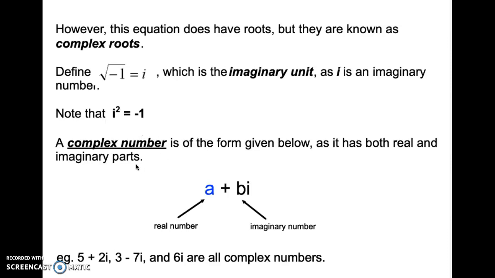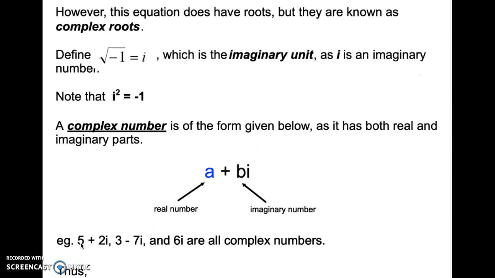So a complex number is a number that has both a real part, which is the numbers we're used to dealing with, and it can also have an imaginary part. So a complex number would be a plus bi, where a is the real part and bi is the imaginary part. So an example would be 5 plus 2i would be a complex number, or 6i would be a complex number.